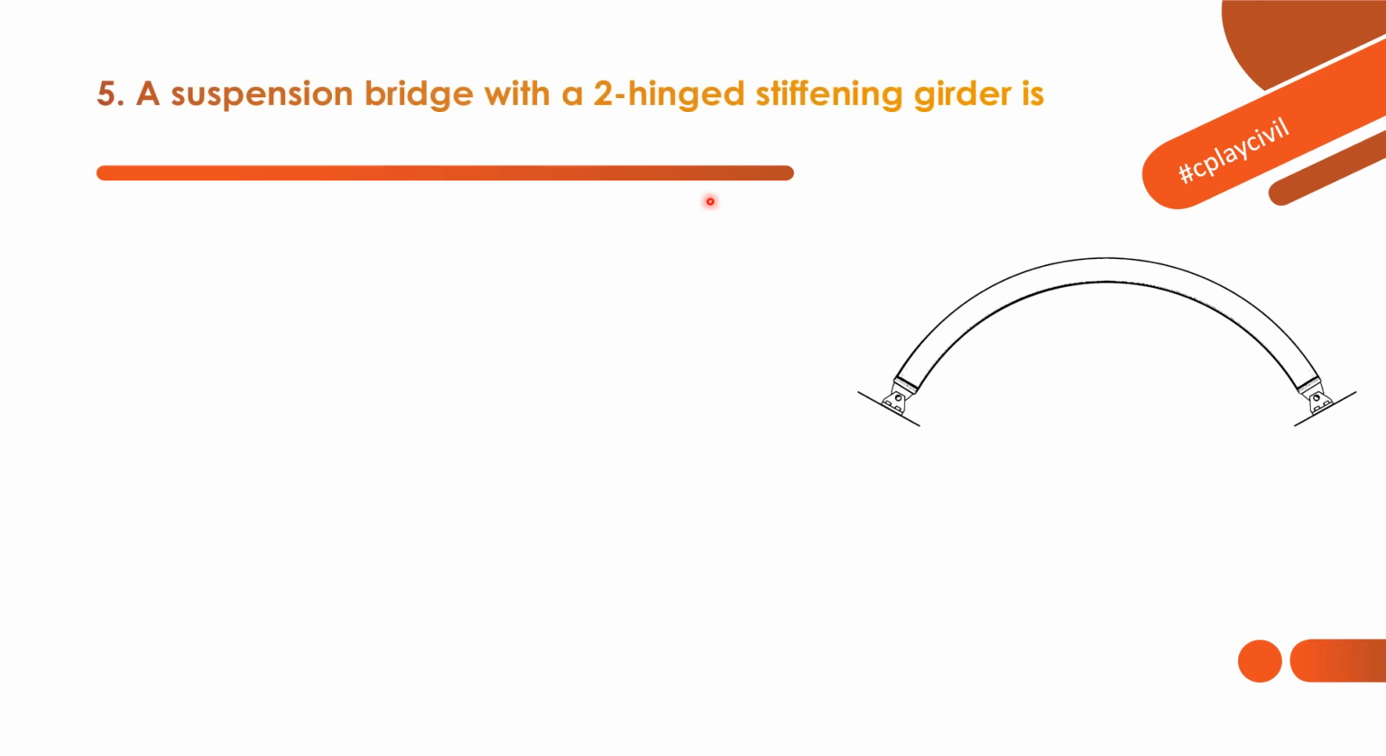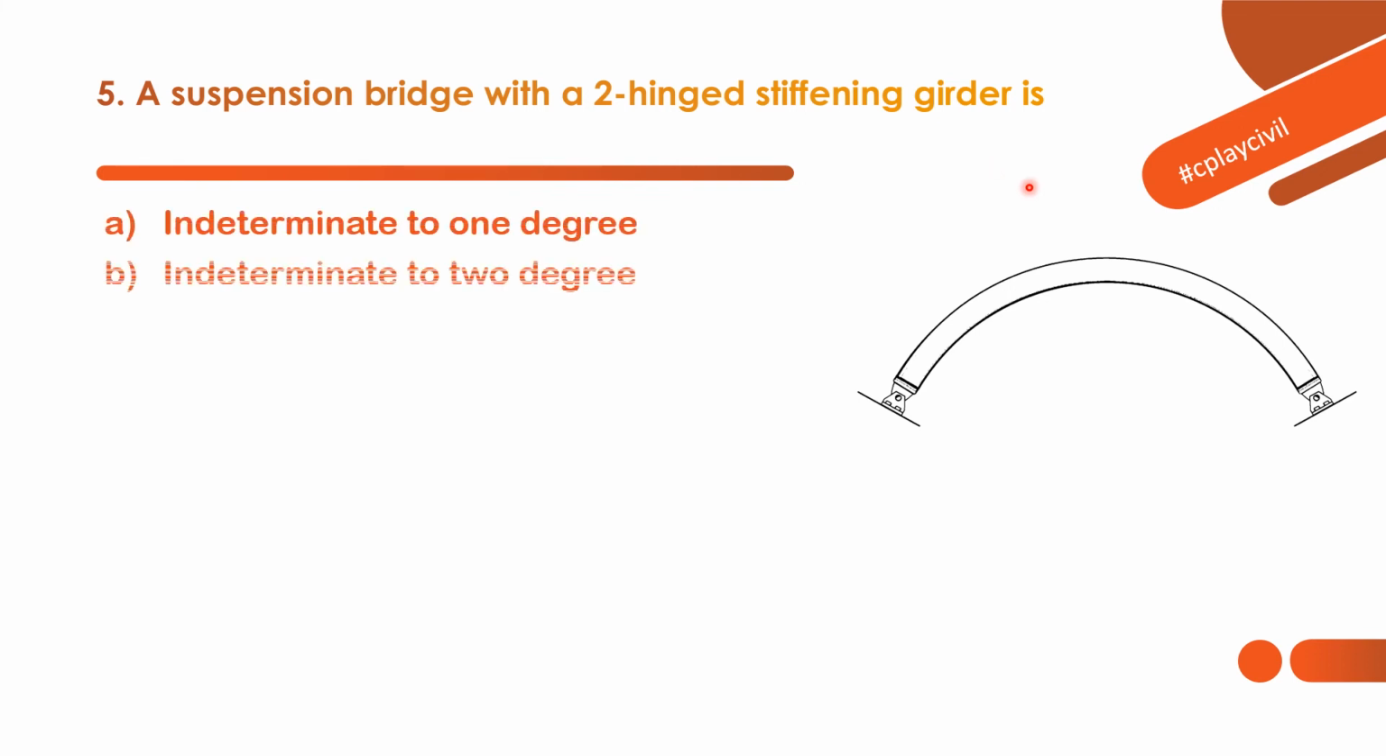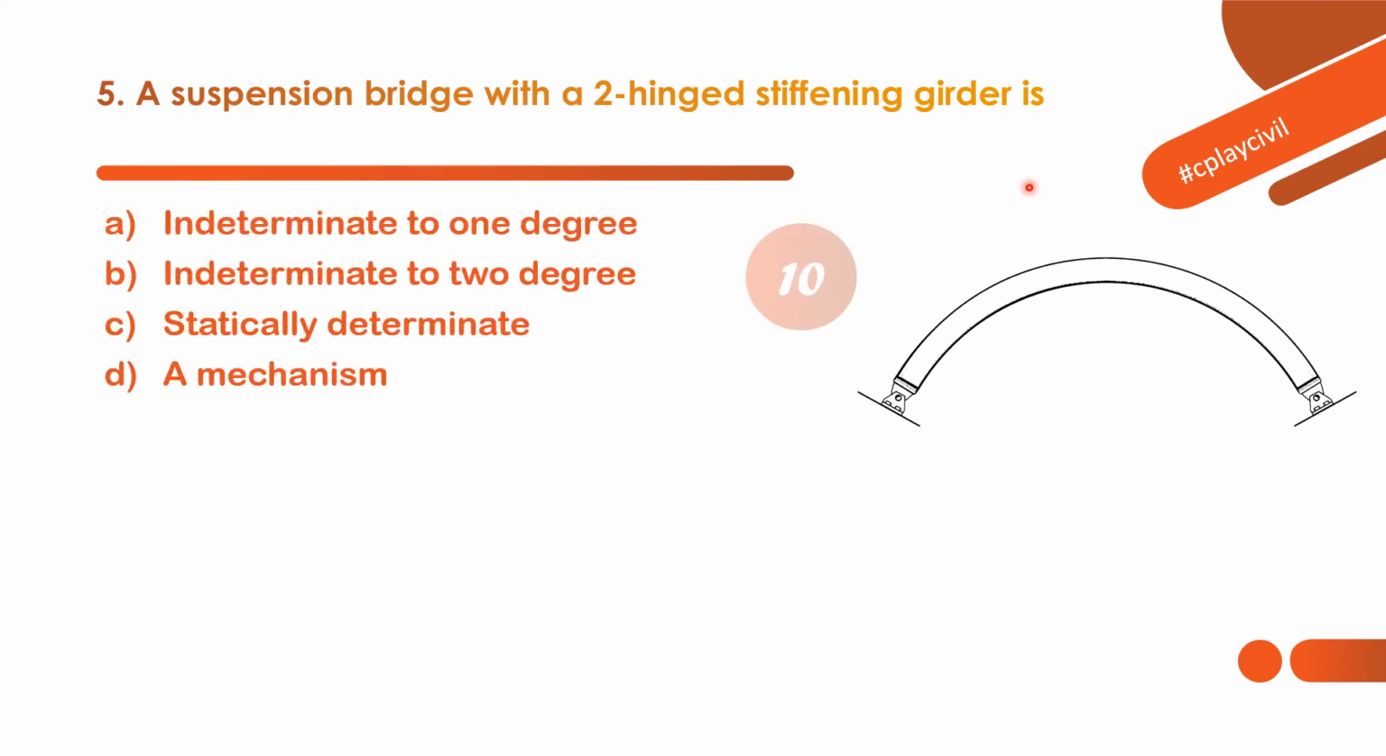This question is based on the two-hinged arch. A suspension bridge with a two-hinged stiffening girder means it is a two-hinged arch. If a two-hinged arch is there, then that arch is either determinate, or indeterminate to 1 degree or 2 degree, or it is not a structure at all, it is a mechanism. What is the correct option for a two-hinged arch? That can be either parabolic or semicircular, which we can see later.